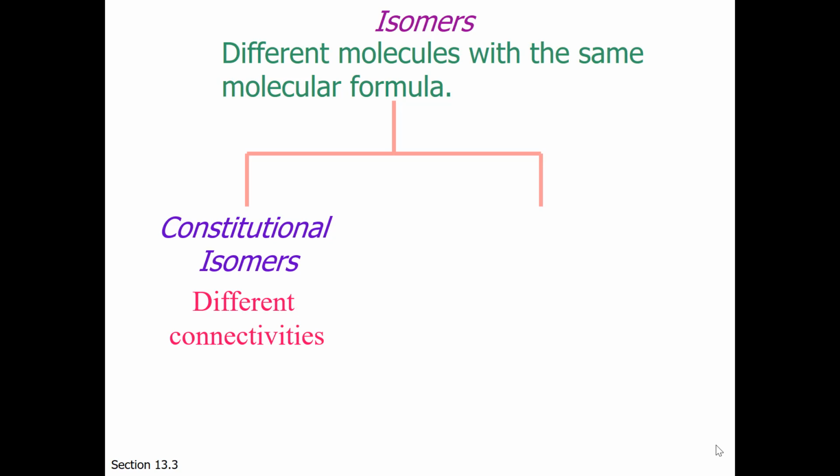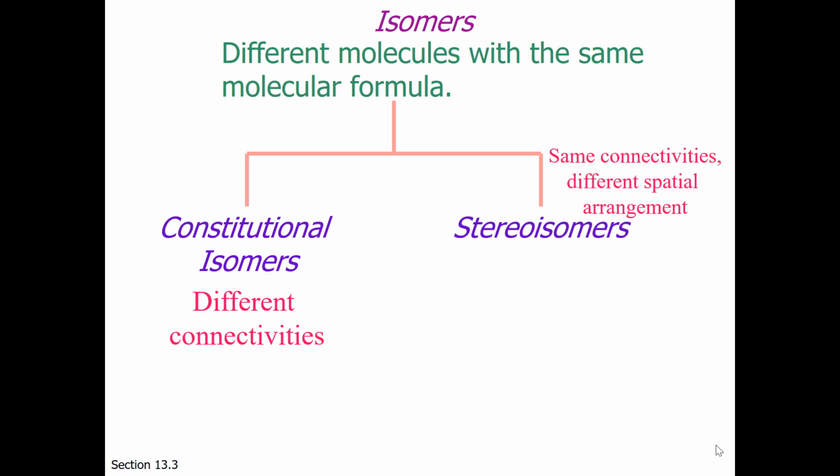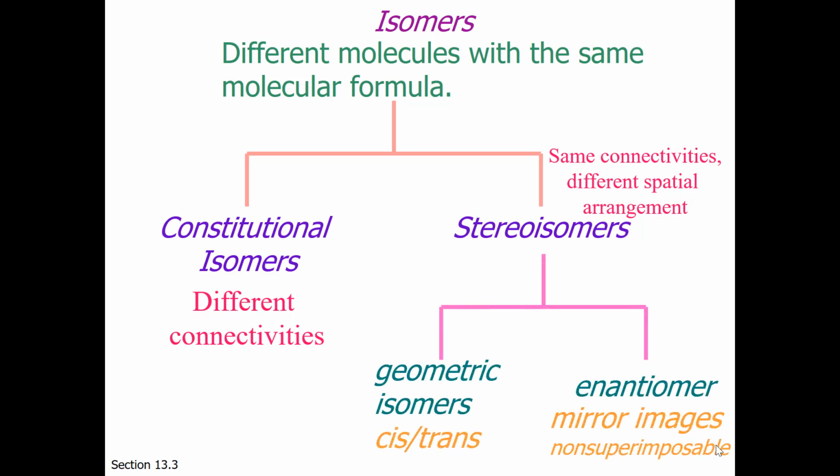You've already been introduced to constitutional isomers. These have different connectivities. Then there are stereoisomers. These have the same connectivities, but a different spatial arrangement. There are many stereoisomers, but we're going to introduce in this class geometric isomers, which are cis and trans, and enantiomers, which are non-superimposable mirror images.